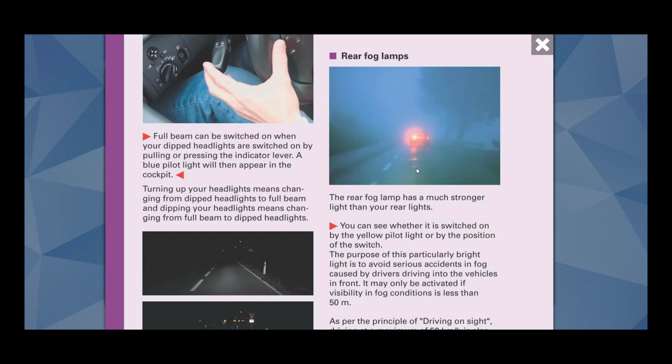And how can you figure out if your rear fog lights are on or off? It can be detected by the yellow or amber pilot light in the cockpit or by the position of the switch. And also, as per the principle of driving on sight, driving at a maximum of 50 km per hour is also allowed under these conditions. What are these conditions? When your visibility is less than 50 meter, then you can drive up to a maximum of 50 km per hour. These are the important things.